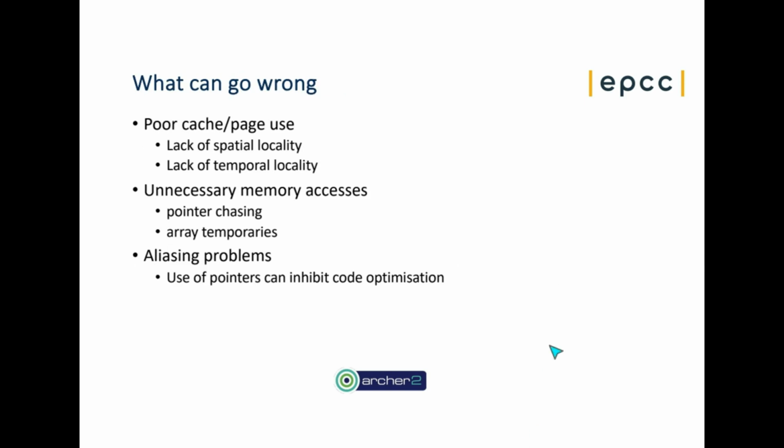Okay, what things can go wrong with memory access? Well, poor cache use, that is either bad spatial locality or bad temporal locality. We can end up with unnecessary memory accesses, pointer chasing or temporary arrays, and aliasing problems. Using pointers can prevent the compiler from doing optimization.